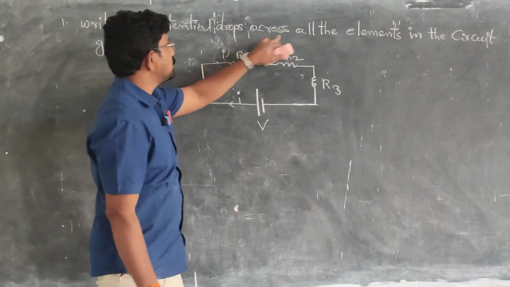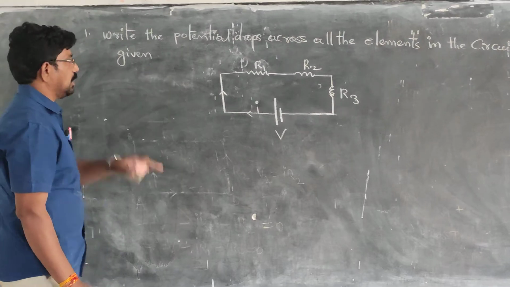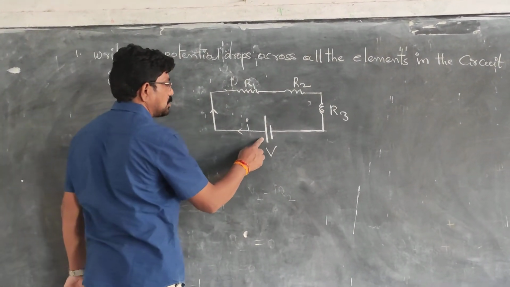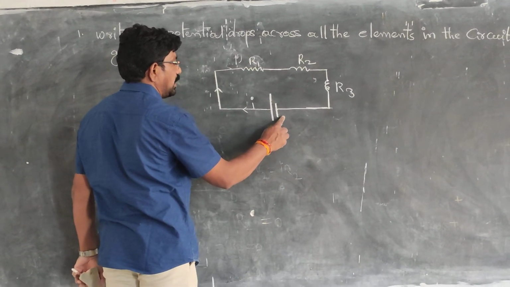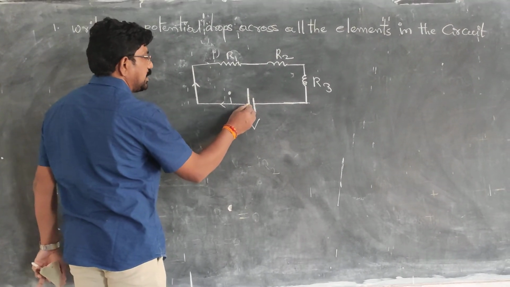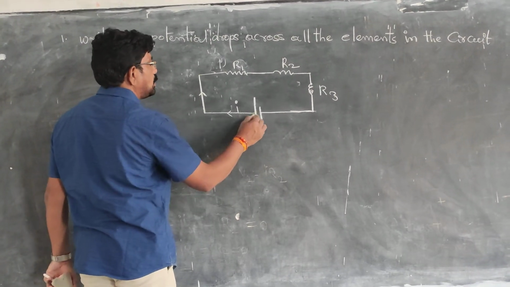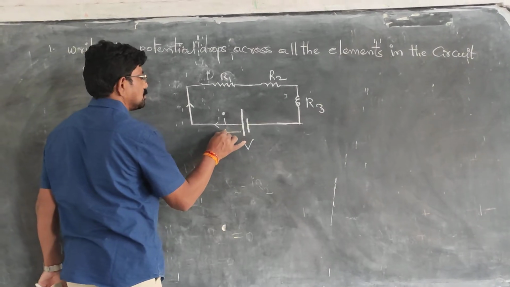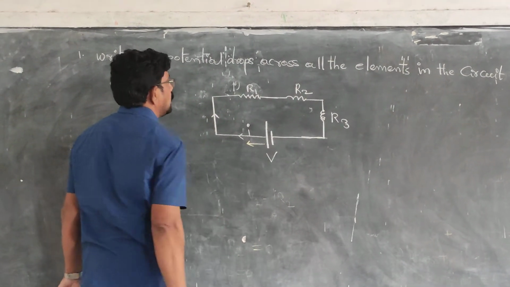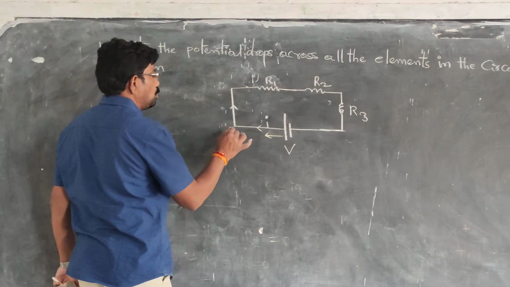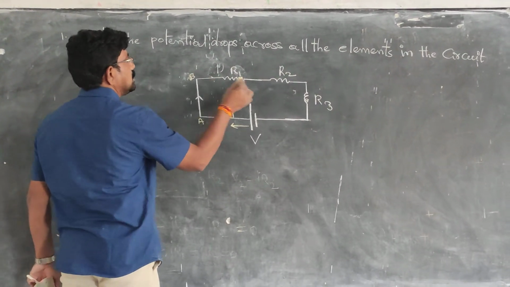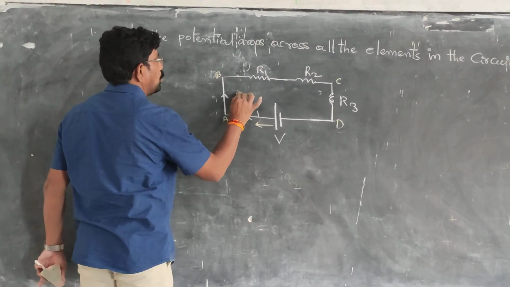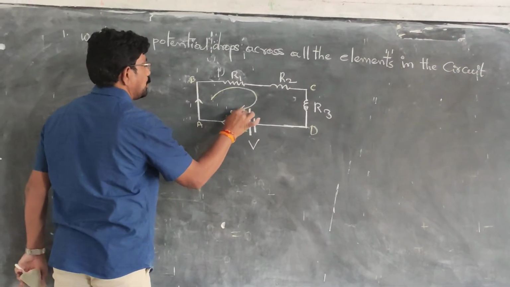Children, let us do a sum. Write the potential drops across all the elements in the circuit given. This is the circuit given. This is the battery, this is the positive terminal of the battery, this is the negative terminal of that battery. Observe this one, the direction of the current is from positive terminal to negative terminal. So, this is the direction of the current. Now, let us assume we move like this: A, B, C, D. So, I am moving in clockwise direction within the loop.